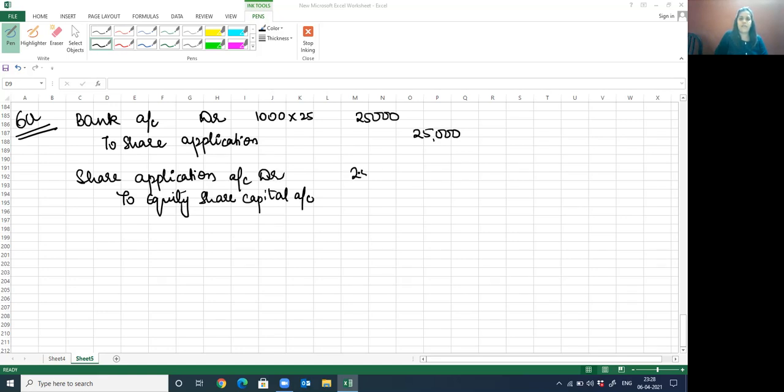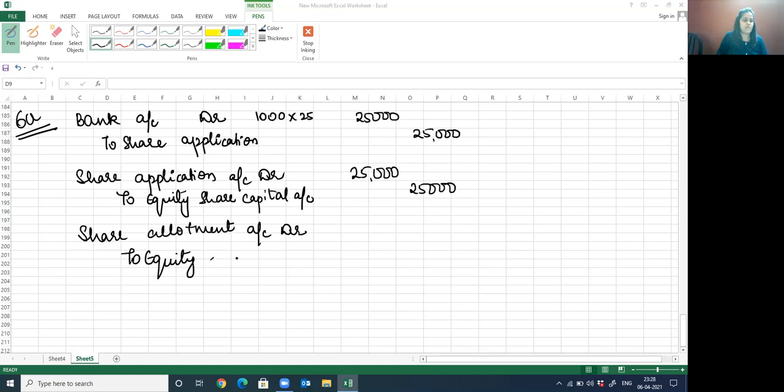Okay. Next, what you will do, you will call for allotment. So share allotment, there is no premium. Debit to equity share capital. How much for allotment? 30 rupees. So it will be 1000 into 30, so it will be 30,000. So allotment was received in full.